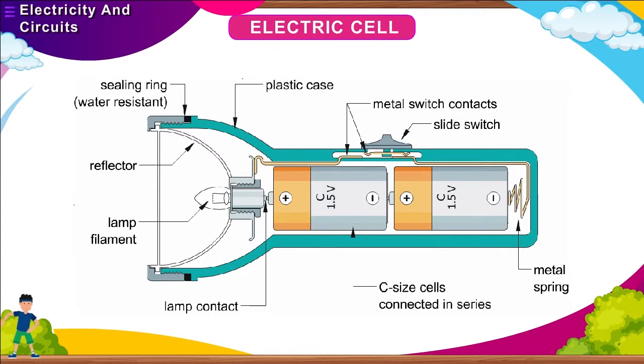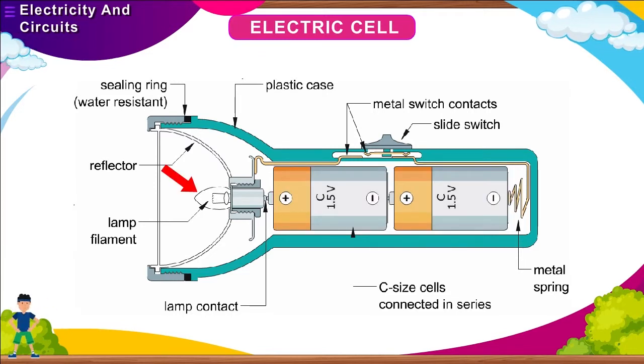A torch is an example of a device that provides light. The source that provides electricity in it is an electric cell. It is the cell that generates power to the bulb of the torch to glow. The cell is available in many shapes and sizes as shown in the figure.